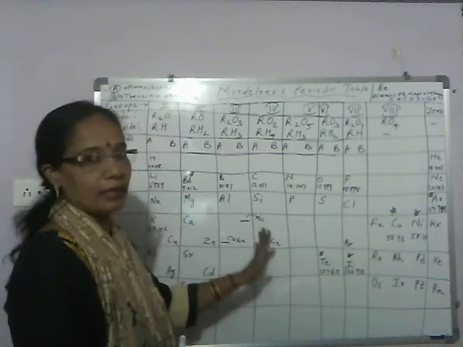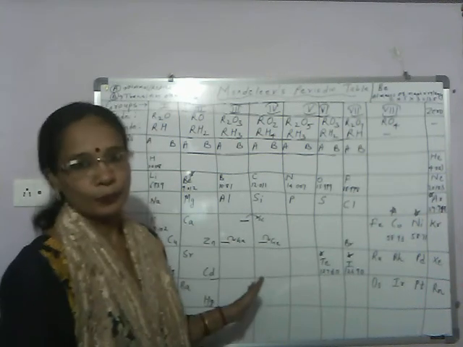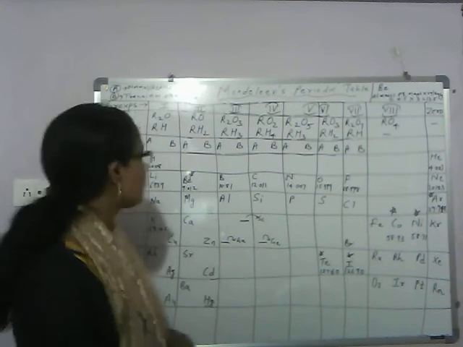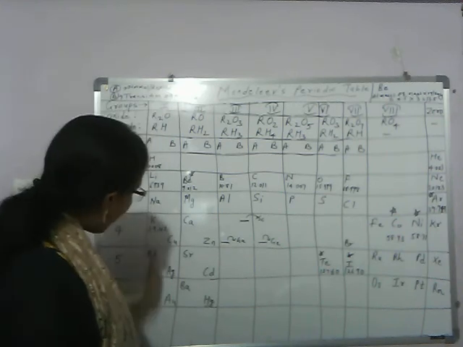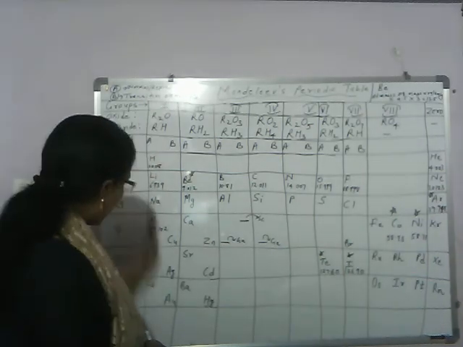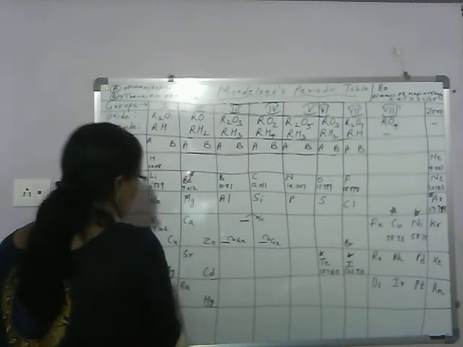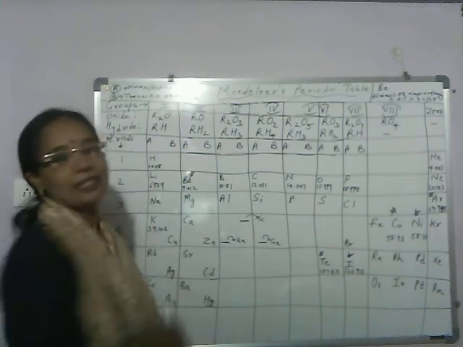So there are elements in group 1, subgroups also. Okay. So all the elements which are on the left hand side of each group. This is group 1, left hand side is A subgroup, right hand side is B subgroup. Again for group 2, left hand side is A subgroup, right hand side is B subgroup.